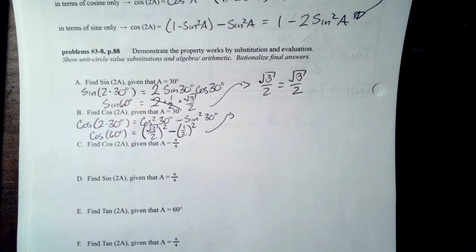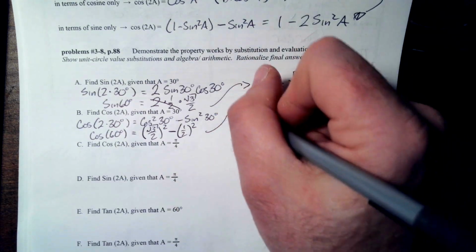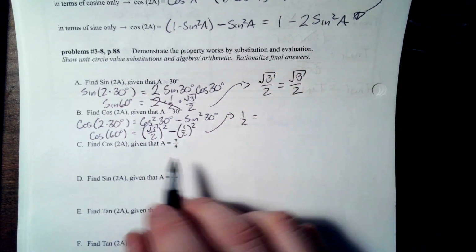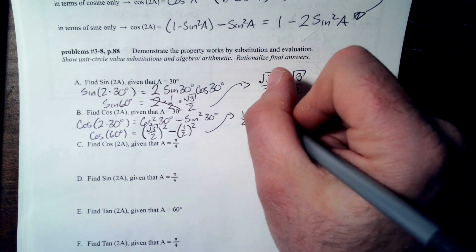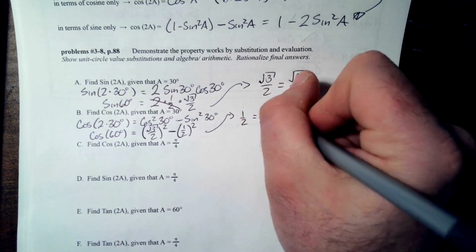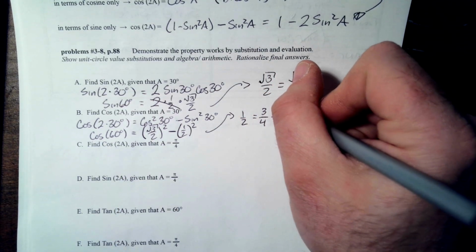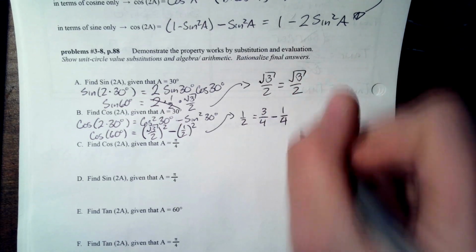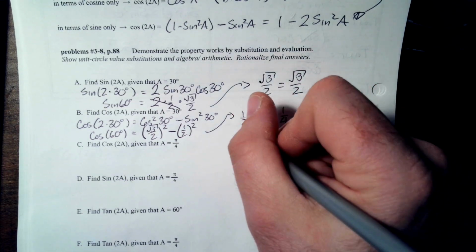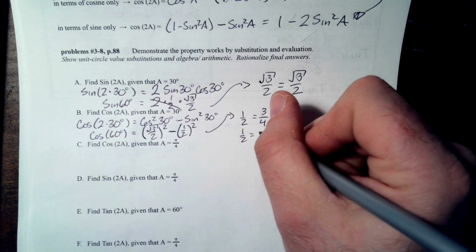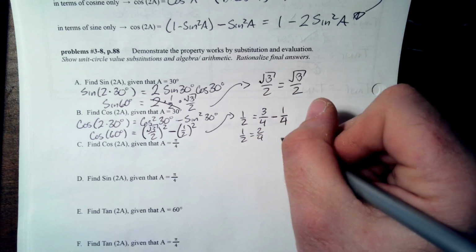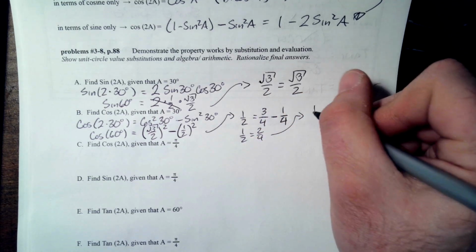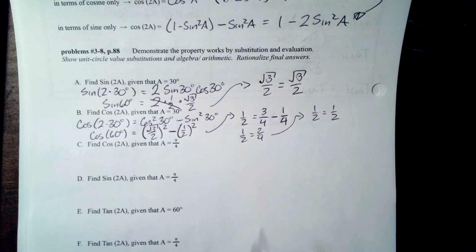Again, let me pull this up here for the next part. Cosine of 60 is 1/2. Root 3 squared is just 3. 2 squared is 4. 1 squared is 1 over 2 squared is 4. 3/4 minus 1/4 is 2/4, which is 1/2, and then we can say that 1/2 is the same thing as 1/2.